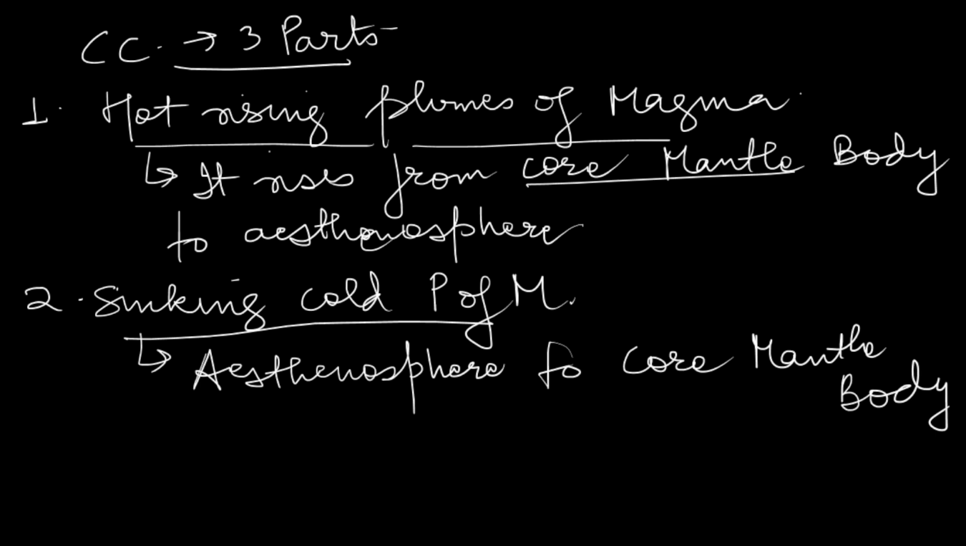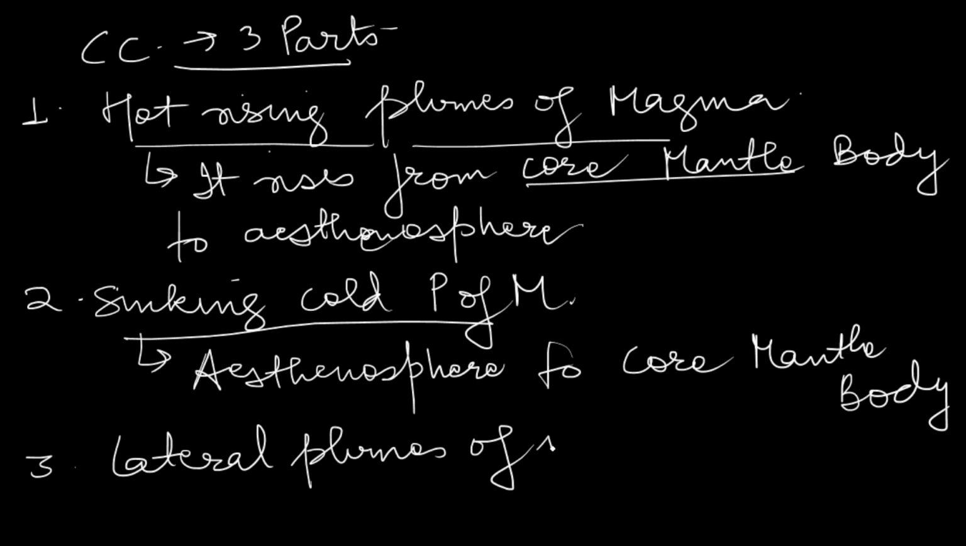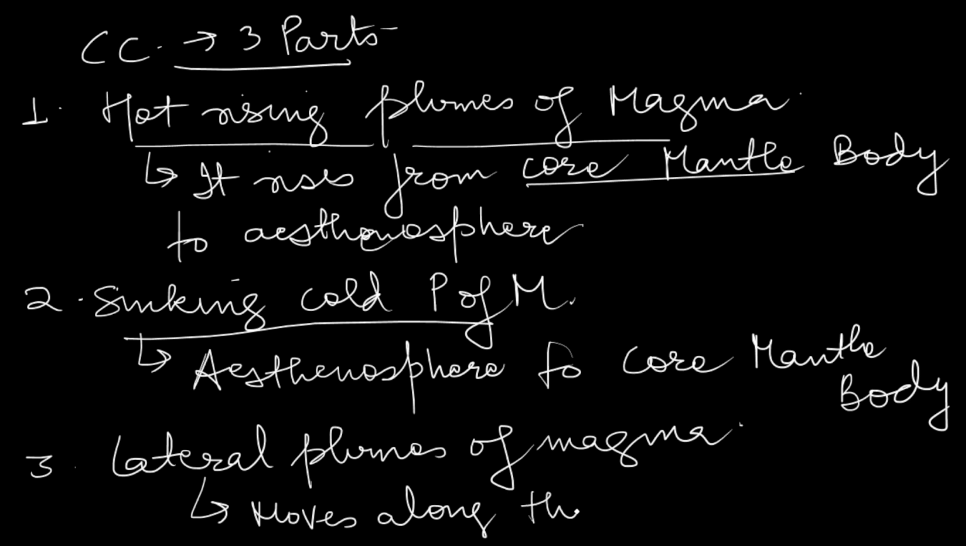Now the next one is the lateral plumes of magma. That is, it moves along the asthenosphere. Okay. So these three only explain the convectional current theory.